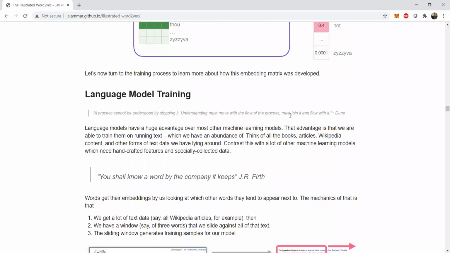Now, how do we train this language model? As a very famous quotation by J.R. Firth goes, "You shall know a word by the company it keeps," which is very, very relevant for the next topic that we're going to look into.